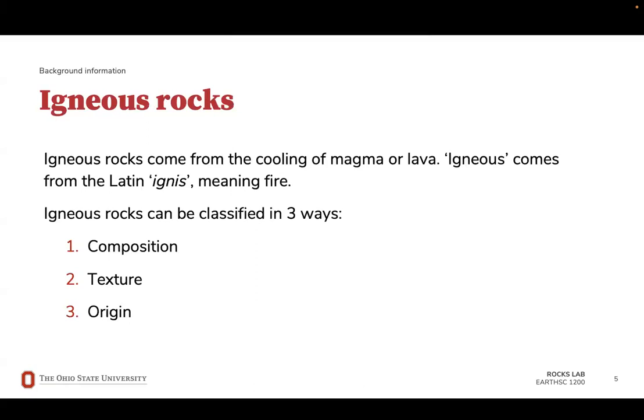Igneous rocks are formed by the cooling of magma or lava near Earth's surface. The term igneous comes from the Latin ignis, meaning fire. Igneous rocks are classified in three ways: by their composition, their texture, and their origin.